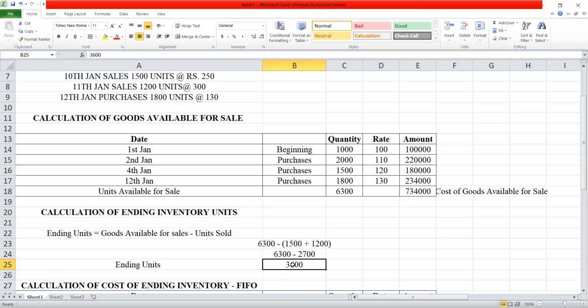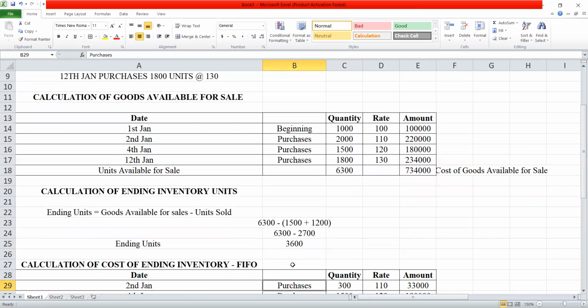In the first step, you calculated the units and the cost of goods available for sale. And in the second step, by putting in the formula of ending units, that is goods available for sale minus units sold, you got the value of ending units, that is 3,600. So these are the first two steps. Now it is time to calculate the cost of ending inventory according to FIFO, LIFO, and weighted average.